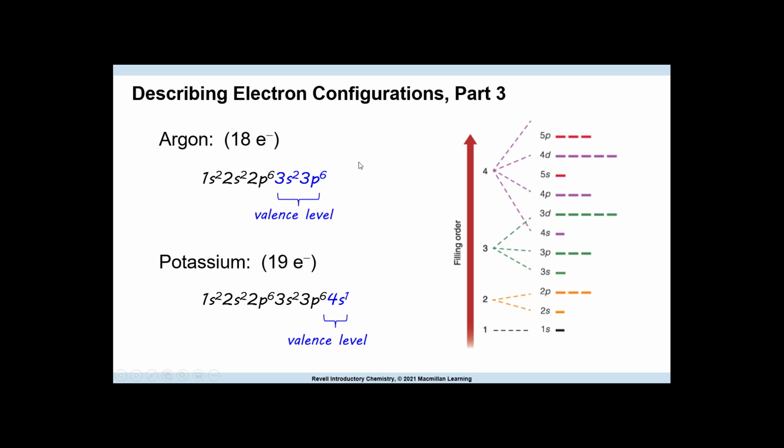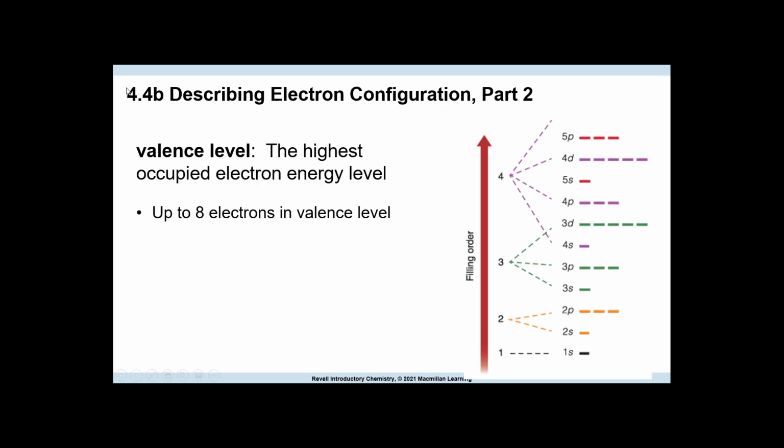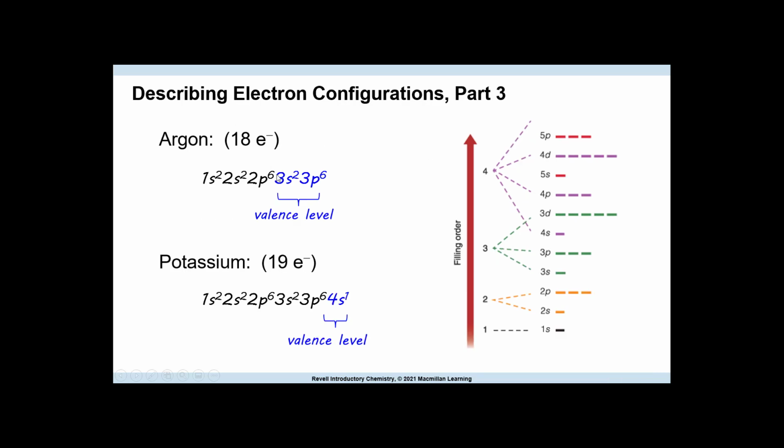Now, argon has 8 electrons in its valence level. Remember the definition is the highest occupied electron energy level. So with argon, we have a 3s2 and a 3p6. If we add these up, that equals 8. That is 8 electrons in the valence shell. We can have a max of 8 electrons in our valence level.